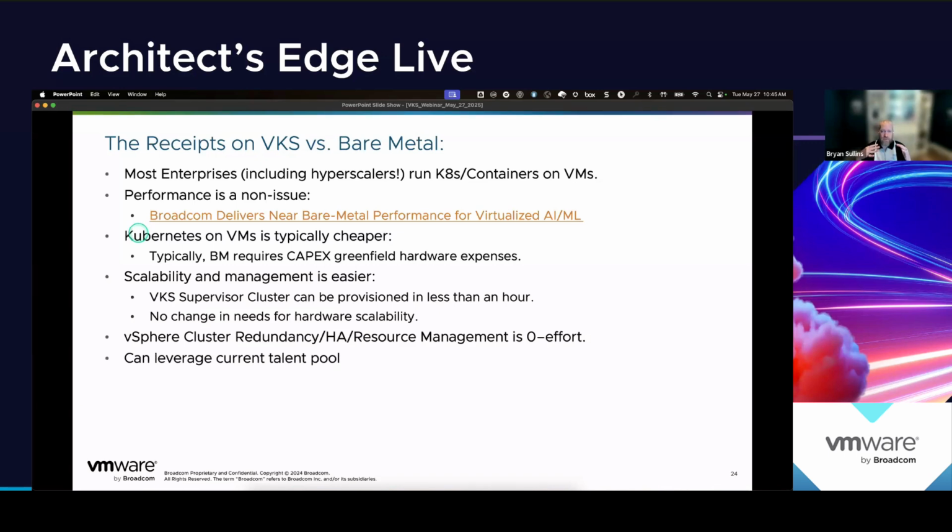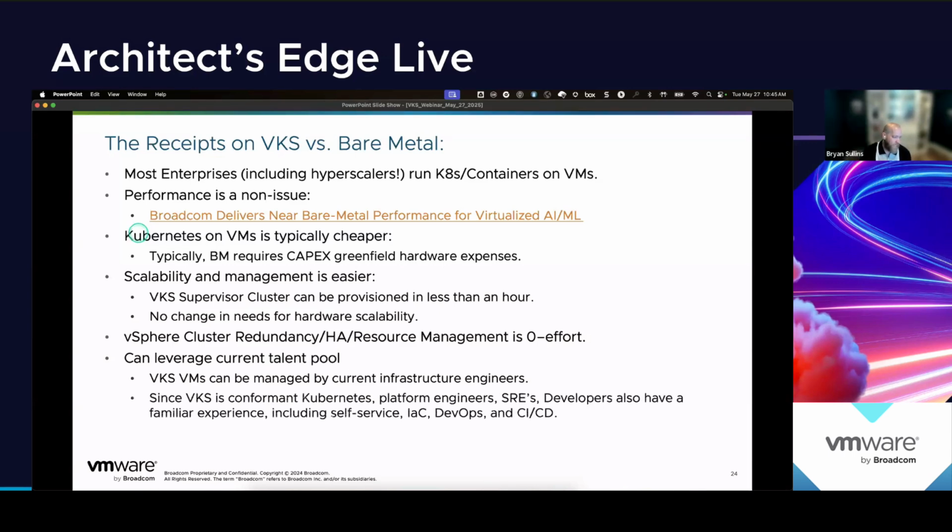You can leverage your current talent pool. Remember that we can leverage our current vSphere talent, for example, or VMware engineers, since we talked about the fact that this is very familiar to them. You don't have to spend too much money on talent. It can be managed by current infrastructure engineers, and since VKS is CNCF conformant Kubernetes, this is all stuff they are pretty well familiar with. And then we have the capability of doing multi-tenancy, not just through namespaces, but others as well.